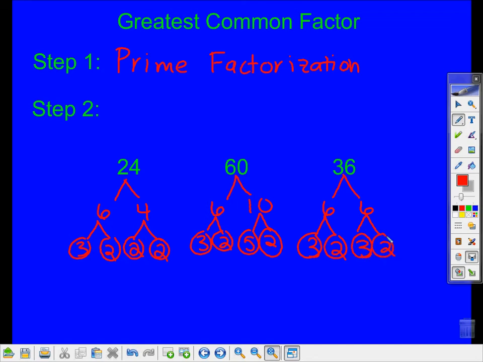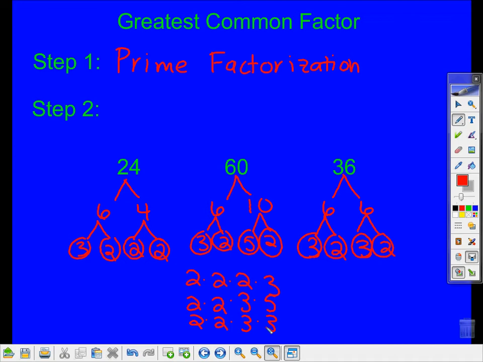Now, for the greatest common factors, I'm going to list out all of my factors in a more organized fashion. I normally put them right on top of each other, and I do it from least to greatest. For 24, I had 2 times 2 times 2 times 3. For 60, I had 2 times 2 times 3 times 5. And for 36, I had 2 times 2 times 3 times 3. So the first step is what we just did, prime factorization, and then make it in a nice organized fashion.